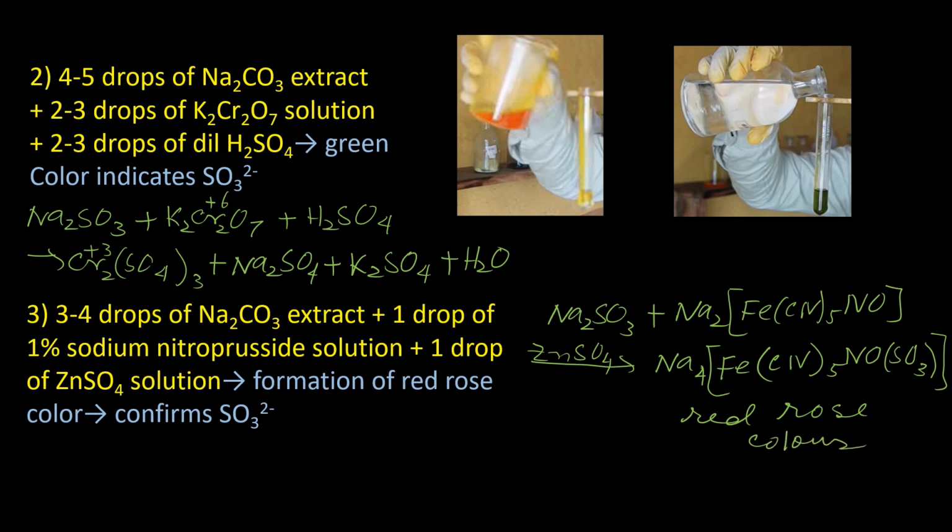Okay. So these are the confirmatory tests for sulfite. Now remember one thing. When I discuss the analysis of the salt mixture after completing anions and cations, you will find that in the dry test, when you are getting the indication of an ion, say you are getting the indication of carbonate or sulfide, then only you should do the confirmatory test for that particular anion.